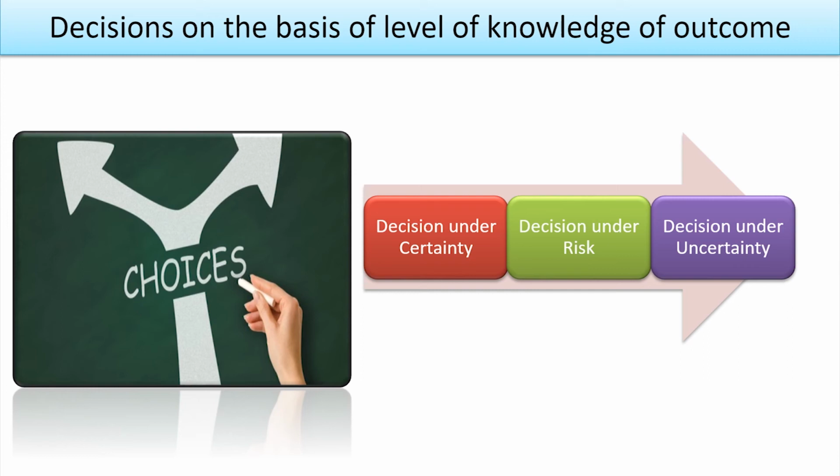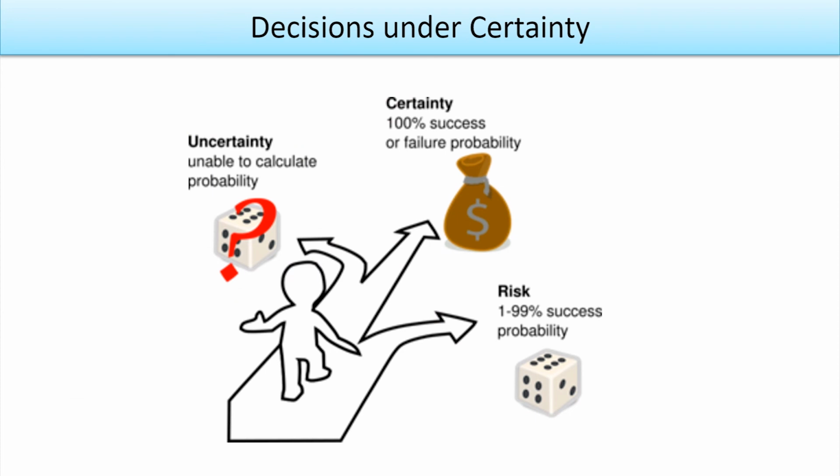Decision making under certainty takes place when the outcome of each alternative is fully known. There is only one outcome for each alternative. Decision making under risk occurs when there is a possibility of multiple outcomes of each alternative and a probability of occurrence can be attached to each outcome. Decision making under uncertainty takes place when there are a number of outcomes for each alternative and the probabilities of their occurrences are not known.